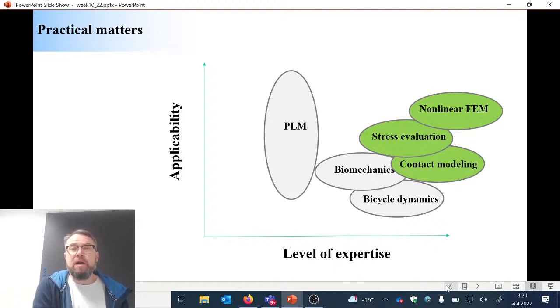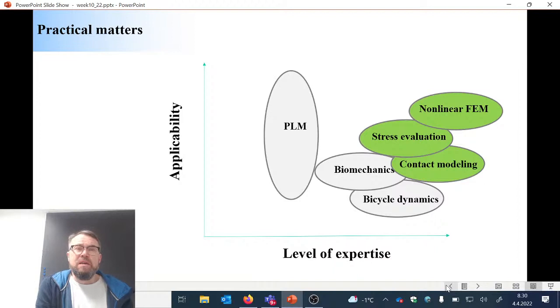Then moving on, contact modeling is something that is needed in a wide variety of applications. It's needed in vehicles, in games, and in many other applications, and it needs quite a bit of knowledge to be good in that field. That's something that we will continue to discuss in today's lecture.